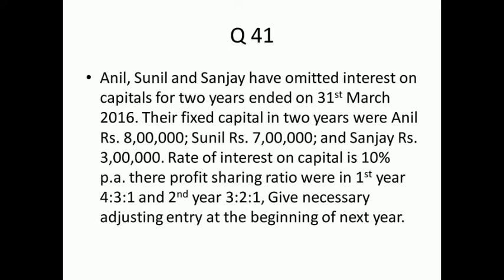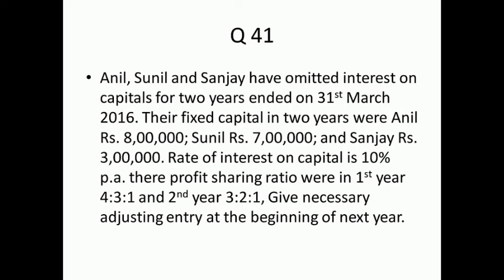So the question is: Anil, Sunil and Sanjay have omitted interest on capital for 2 years ended on 31st March 2016. Their fixed capital in 2 years were Anil rupees 8 lakh, Sunil rupees 7 lakh and Sanjay rupees 3 lakh. The rate of interest on capital is 10% per annum. Their profit sharing ratio was, in the first year, 4 is to 3 is to 1 and in the second year 3 is to 2 is to 1.